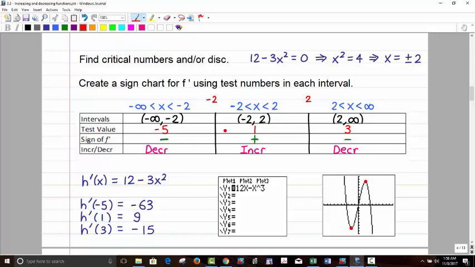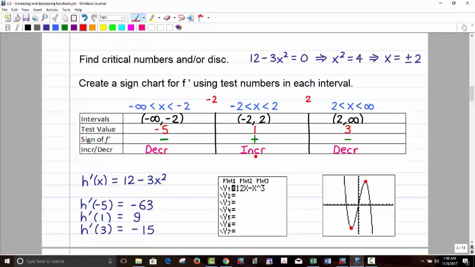So let's go to the middle interval, negative 2 to 2. I picked 1. I don't know why I did that. I normally would use 0 because that's usually an easy number to plug in. Don't know why I went with 1, but that's okay. It's certainly acceptable. Plug in 1. f prime of 1 equals 9. 0 would have been easy to plug in because you can just look at it and see that it would have been 12. But either way, 9 or 12 is positive.